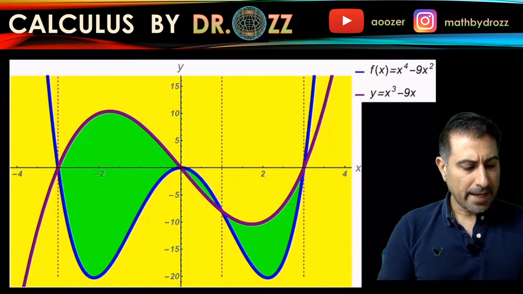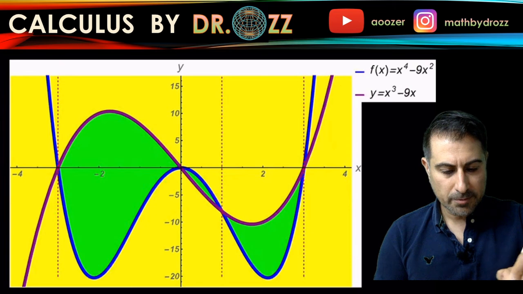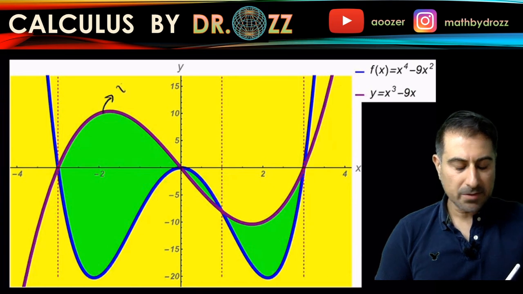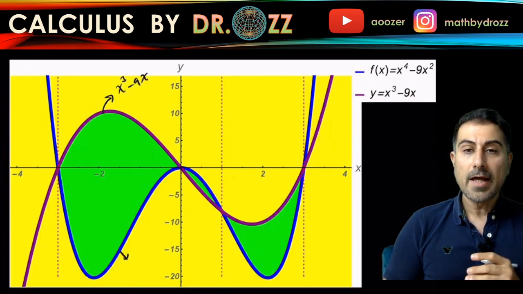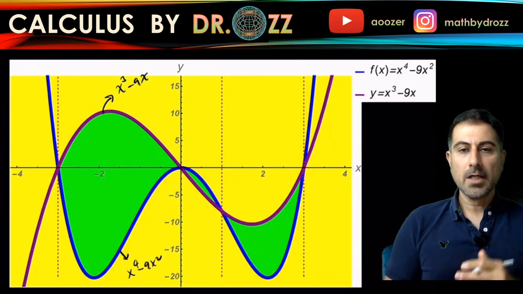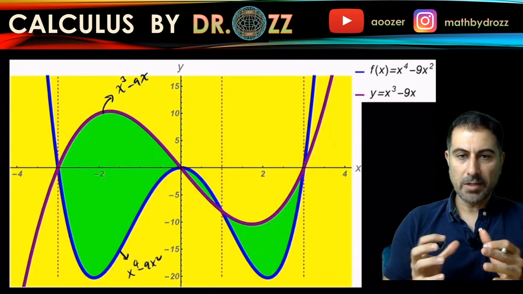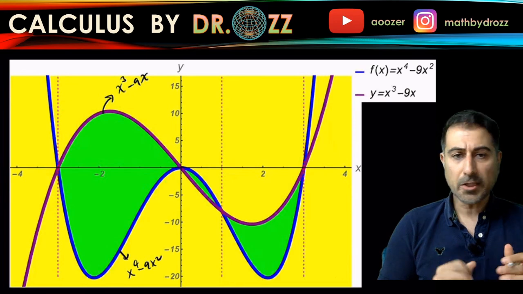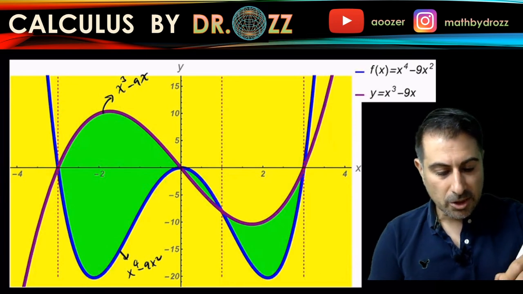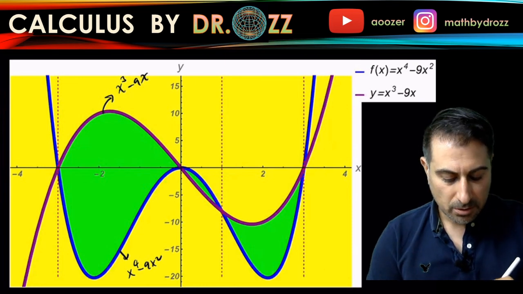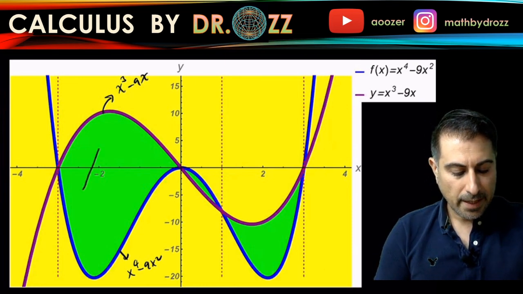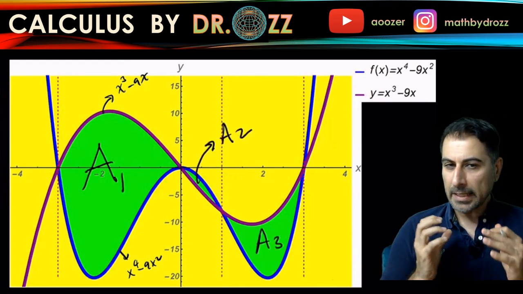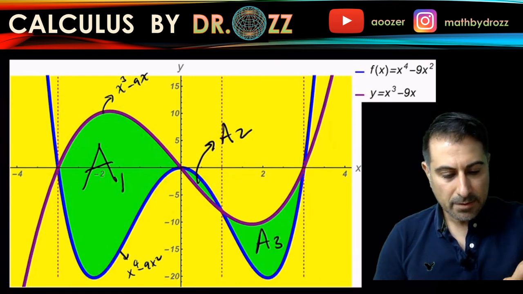So we have the purple graph, that's the cubic, x cubed minus 9x, and the blue graph is the fourth order. As you see, these guys are swirling around, and you have different areas to be covered. In other words, you have a lot of different subregions here, so we're going to be very careful. I'm going to split the total region into 3 subregions. I'm going to call this one A1, this guy A2, and this one A3.